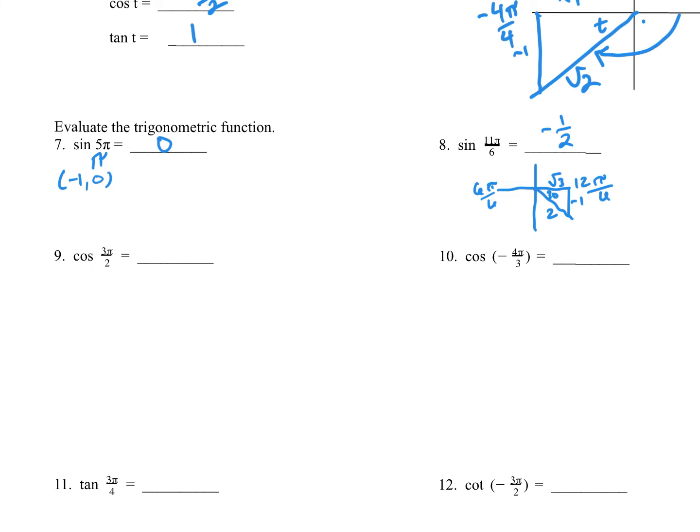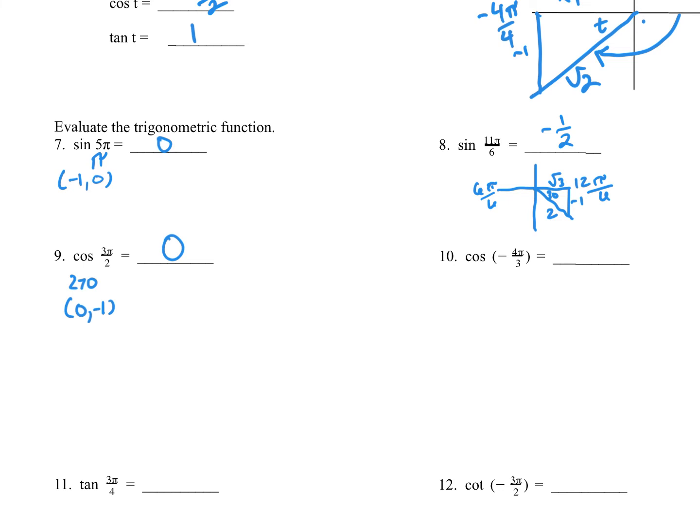The next one is cosine of 3 pi over 2. Well, that's 270 degrees, and that's the one that goes straight down, and the coordinates of that is 0 comma negative 1. Cosine is the x, so that is 0.